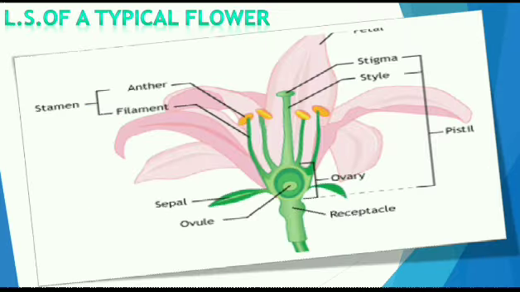Okay. Next one. This is the LS of a flower. Suppose that this one is the hibiscus, commonly called gudhal. You see that the pistil is the gynoecium, the female reproductive organ. It is divided into three parts: stigma, style, and ovary, the swollen part. Inside the ovary there is a structure called the ovule.